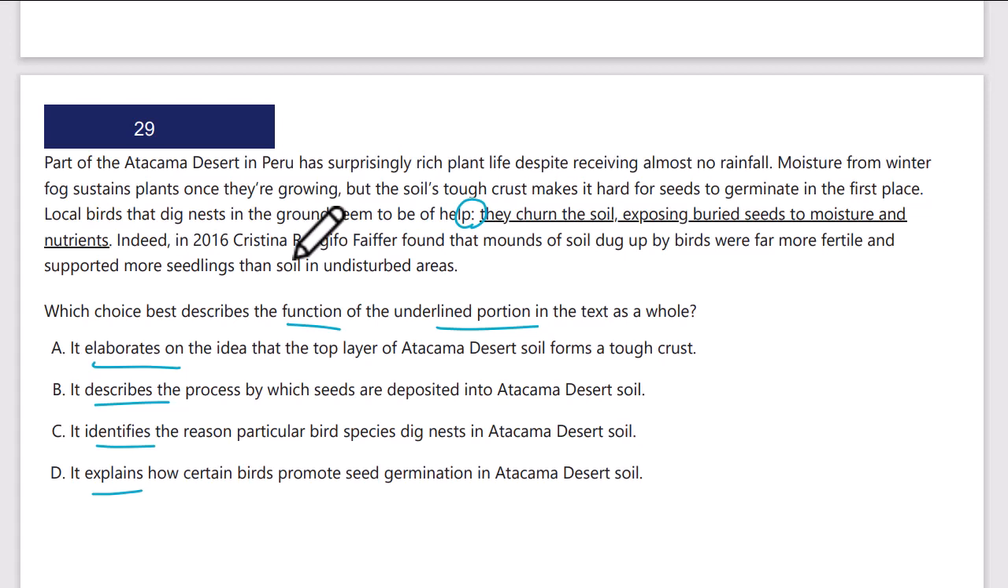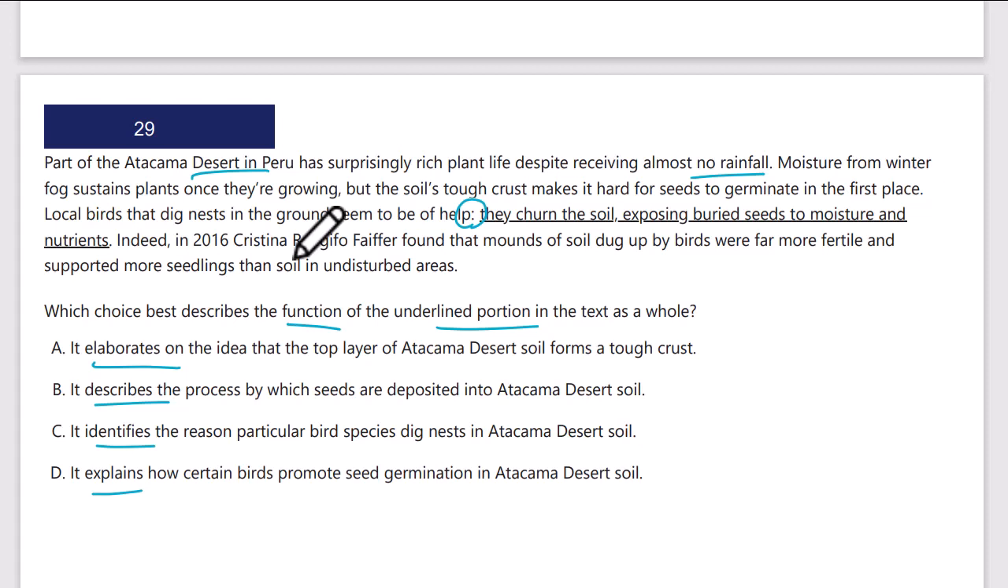Part of the Atacama Desert in Peru has surprisingly rich plant life despite receiving almost no rainfall. Okay, so that's pretty interesting. We've got a desert that has a lot of plants, even though there's no rain. Moisture from winter fog sustains plants once they're growing, but the soil's tough crust makes it hard for seeds to germinate in the first place. Okay, so it's really hard for them to grow, but once they grow, apparently there's a lot of moisture in the air. Local birds that dig nests in the ground seem to be of help. They churn the soil, exposing buried seeds to moisture and nutrients.